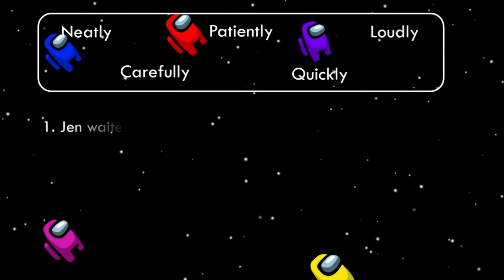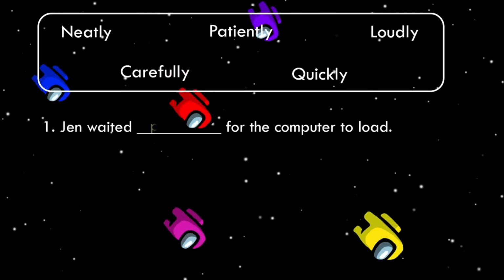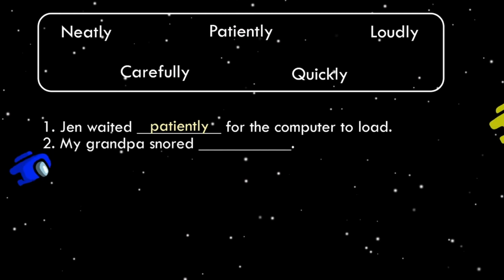1. Jen waited blank for the computer to load. Kids, what do you think is the answer? That's correct. The correct answer for that is patiently. Jen waited patiently for the computer to load. 2. My grandpa snored blank.